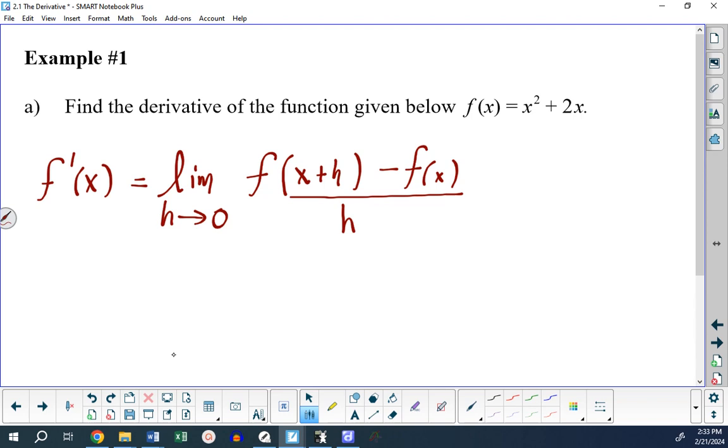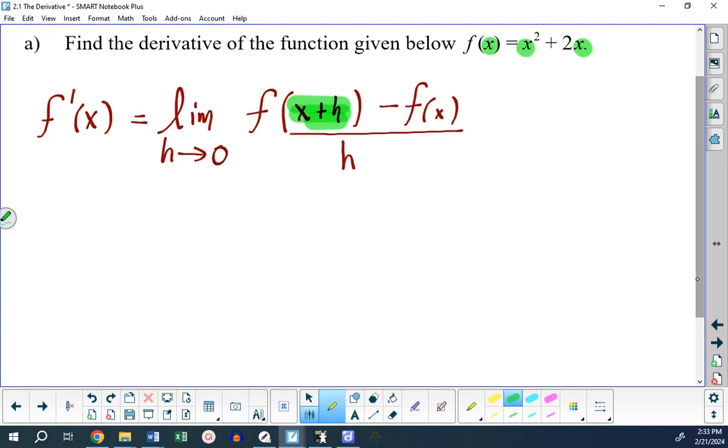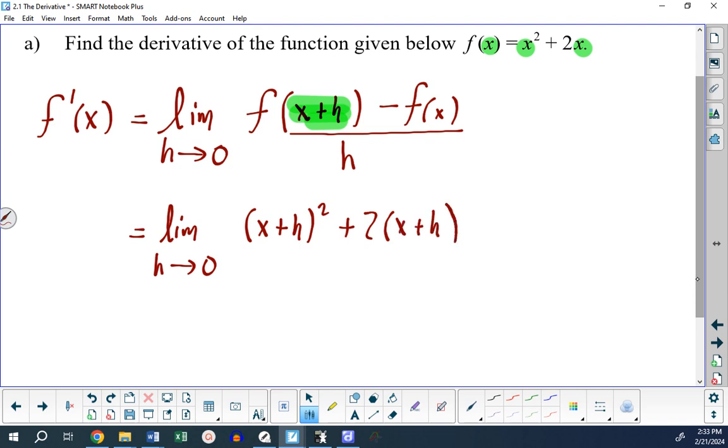So what does f of x plus h mean? F of x plus h means that we are going to have to substitute in x plus h everywhere there's an x in the function, right? We go from f of x to f of x plus h. The x is changed to x plus h, which means this is the limit as h is approaching 0 of x plus h quantity squared plus 2 times x plus h, and then minus f of x, which is x squared plus 2x, of course, remembering to put that in brackets.